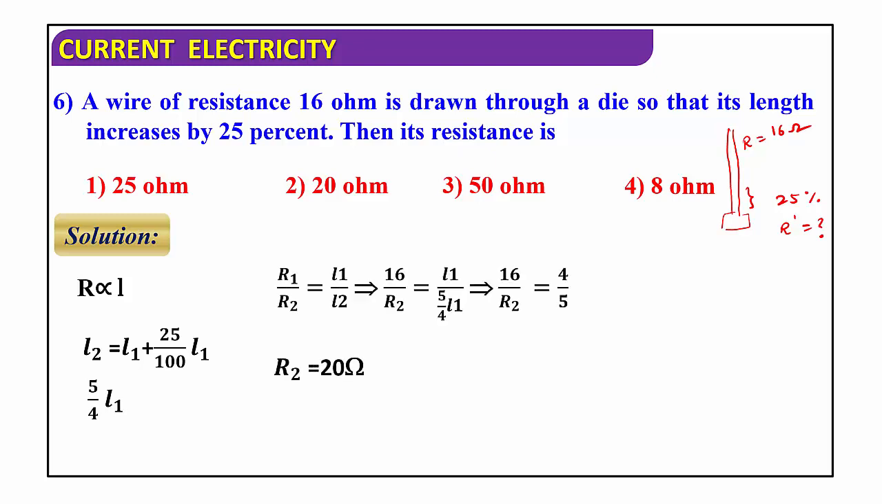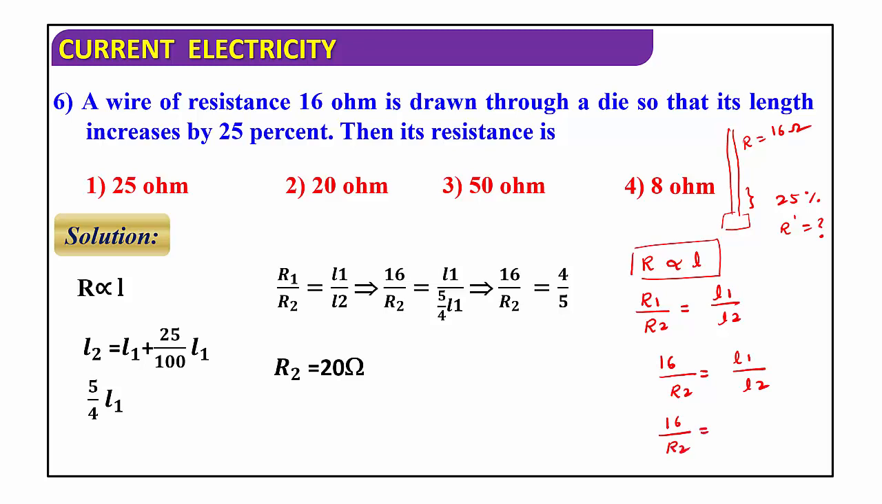You can observe carefully here. I am going to solve once again. Resistance is directly proportional to length. This equation we already studied. It can also be written for 2 wires, for change in the resistance, as R1 by R2 is equal to L1 divided by L2. So what is the value of R1? R1 is given, the initial value is 16 ohm. So 16 divided by R2 is equal to L1 divided by L2.